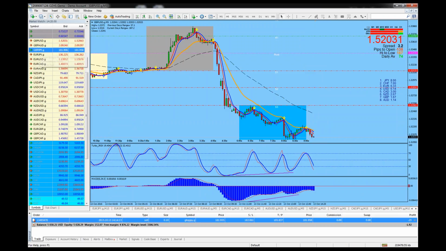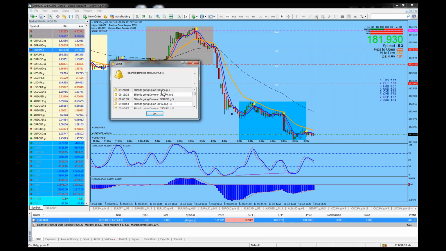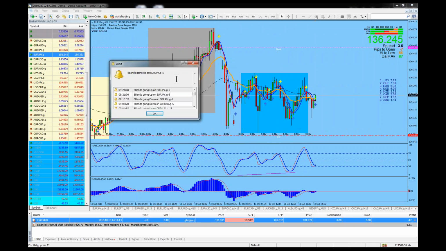Yeah, so we got something out of it. And this 5 minute still looks good, but you see we're making piano keys here now. B-bands going up on Euro Yen 5 minute. So let's go take a look at Euro Yen 5 minute. That's this, but we're still trapped in all this slop.